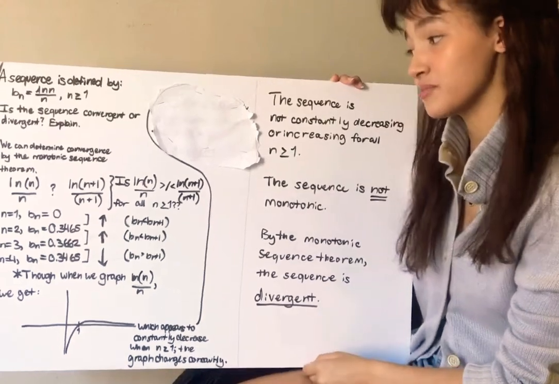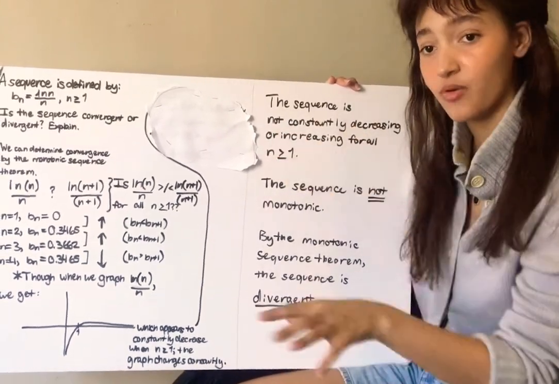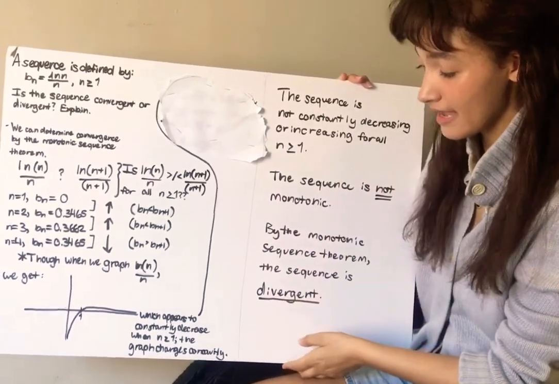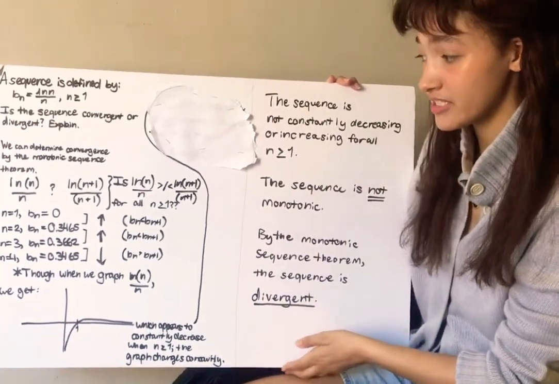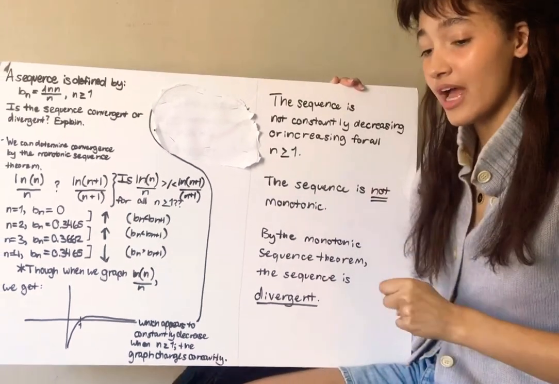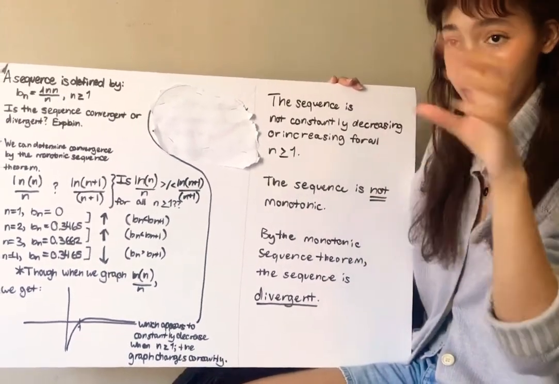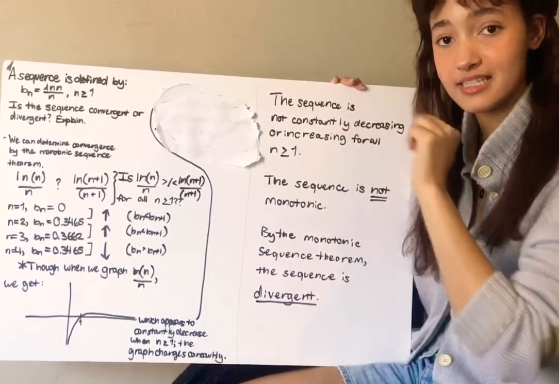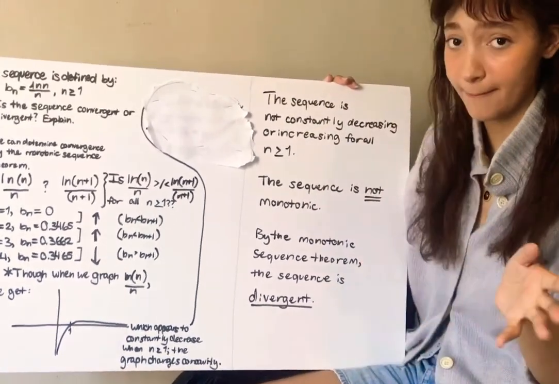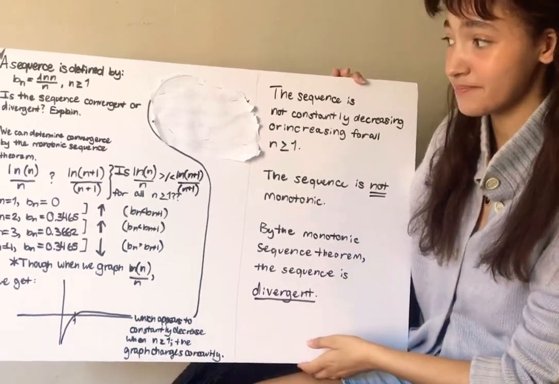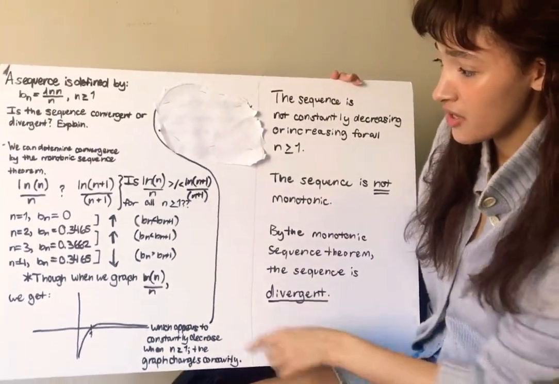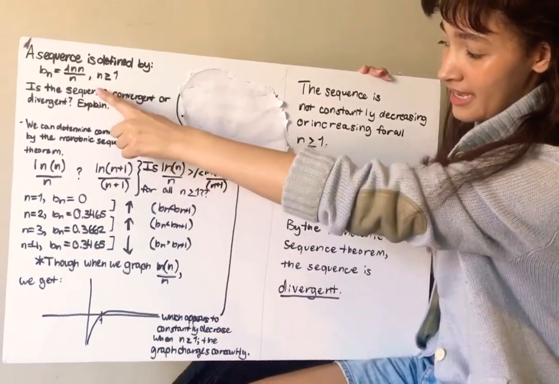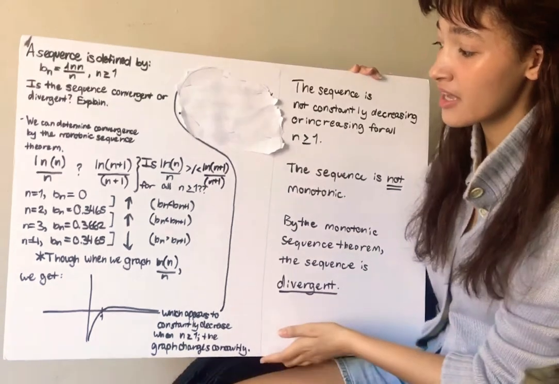monotonic, which means it is either increasing or constantly decreasing for n greater than or equal to 1, and bounded, which means it's bounded above, where any number a of n is less than a number m, and bounded below, where a of n is greater than a number m, then it is convergent. So here we can determine that this sequence ln of n is not monotonic.